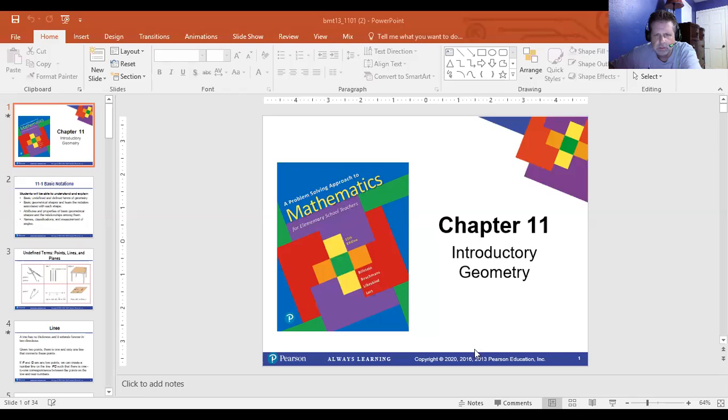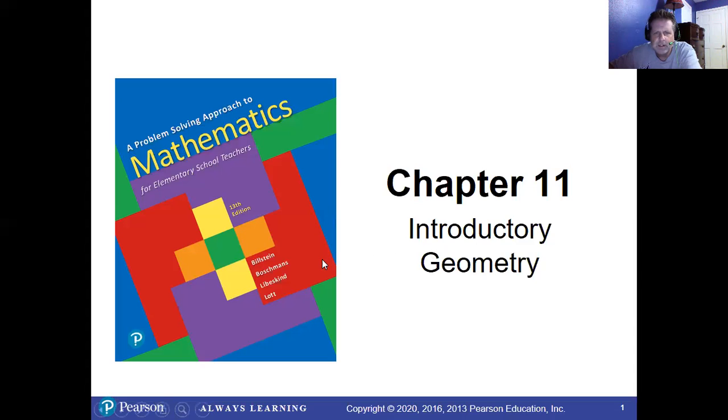All right, so we are going into chapter 11, new unit. Chapter 11 is about geometry, so we are going to go ahead and get into that right now. Let me share this screen with you. Let's go ahead and get this rolling. Almost there, we go. All right, so introductory geometry.